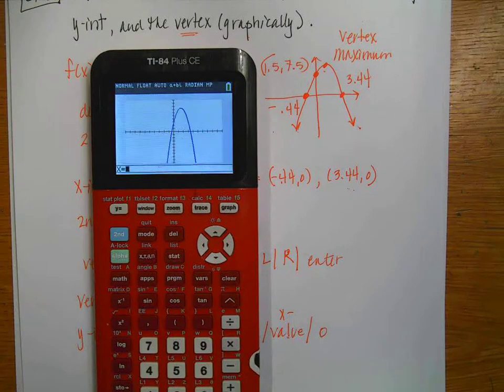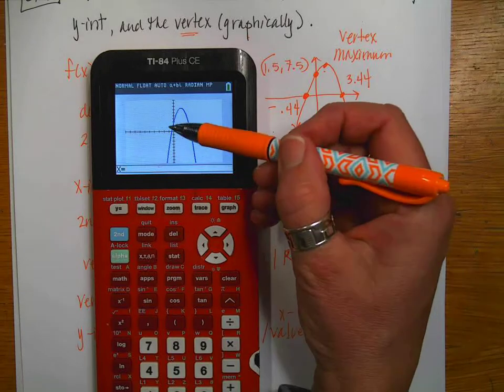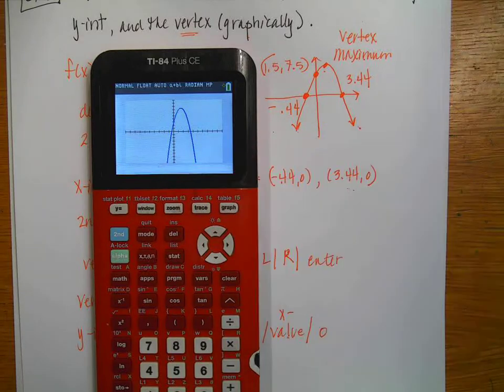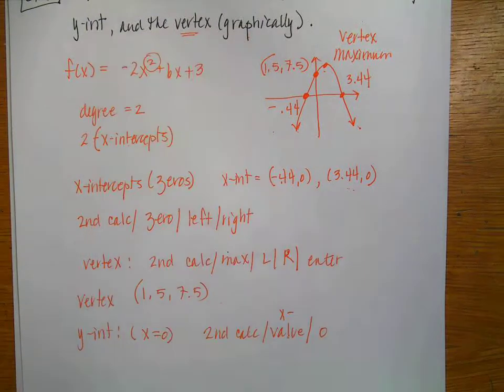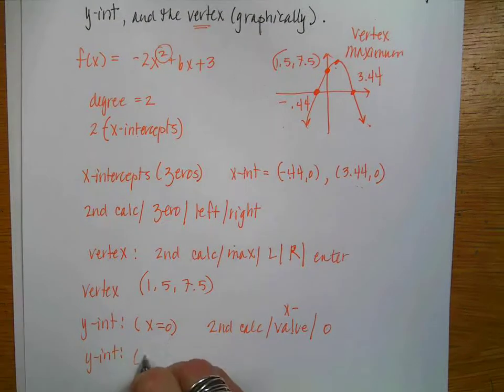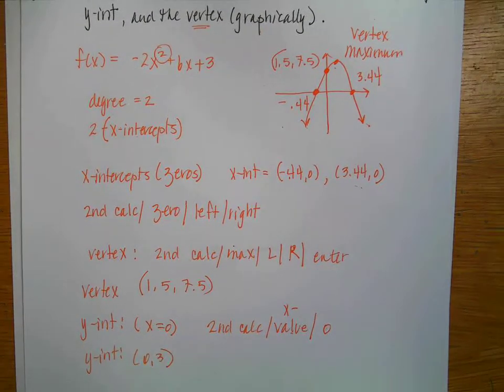So now if I do second calculate one last time, value is number 1, I hit enter, and I want to know what happens when x is equal to 0, because that's going to be my y-intercept, and notice that it tells me that it's 0, 3. So now I can write and report that my y-intercept is going to be 0, 3. So your calculator can do a lot of cool things for you. We just have to remember how to use all of its functions.